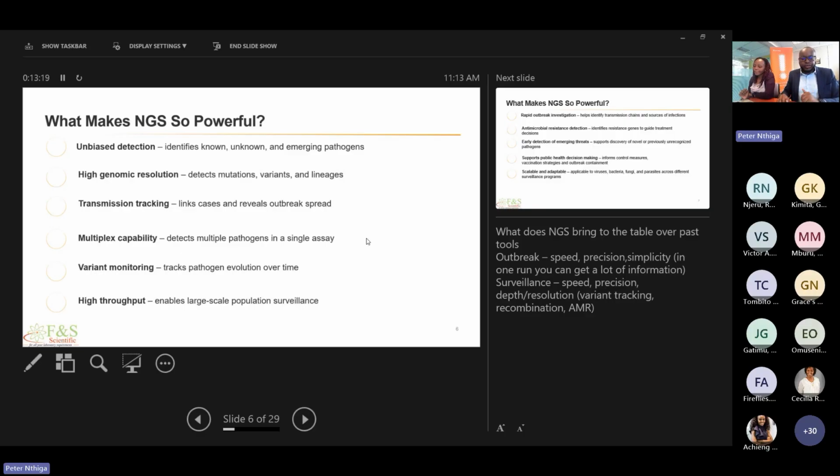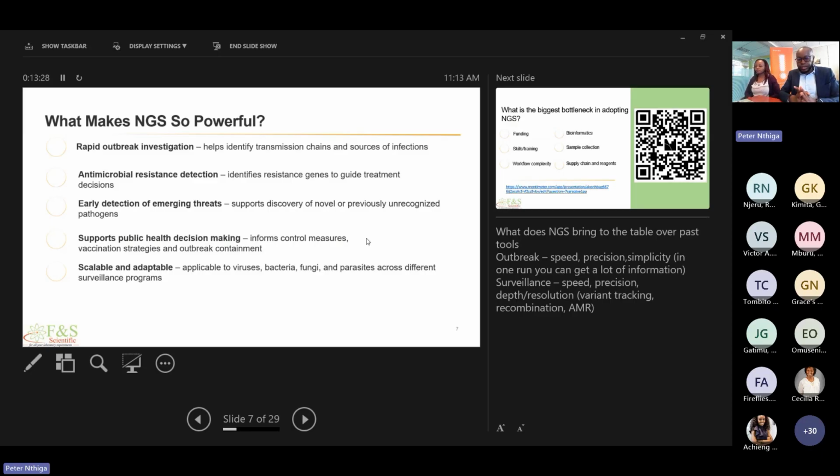You can do your variant monitoring. Of course, the aspect of high throughput, especially if you're doing large-scale population surveillance, is an added advantage that you get with utilization of NGS. Rapid outbreak investigation, antimicrobial profiling. I mean, we can build a very endless case for what makes NGS so powerful and why we need to highly consider it in our genomic surveillance strategy.